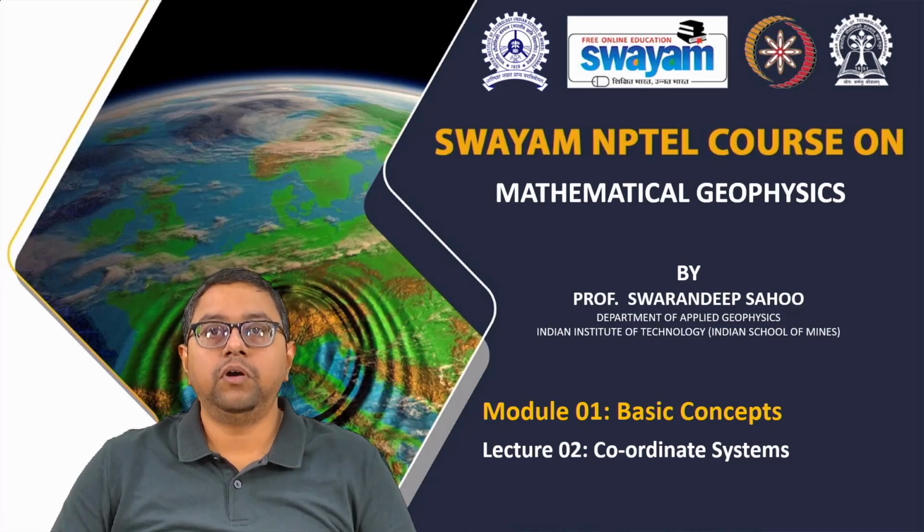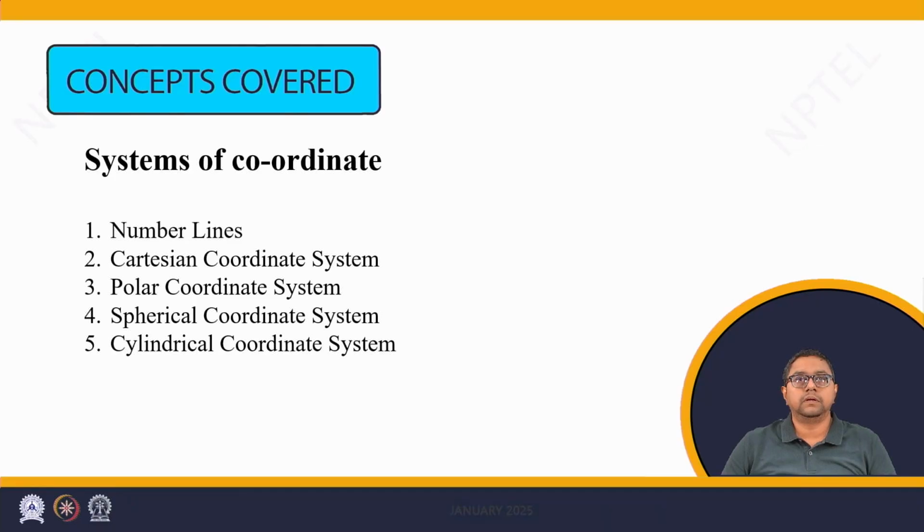We continue on module 1, the basic concepts, and this is lecture number 2, titled Coordinate Systems. The concepts covered in lecture number 2 are as follows. We will be looking into number lines, followed by the Cartesian coordinate system, the polar coordinate system, and then we will move into curvilinear systems such as the spherical and cylindrical coordinate systems.